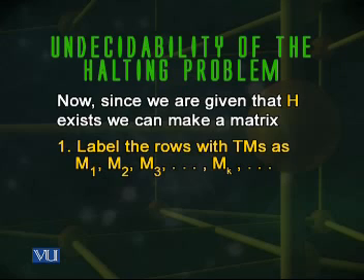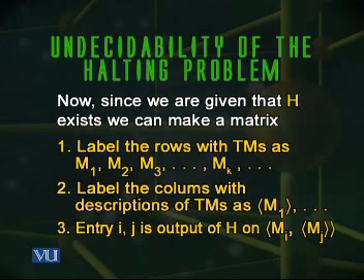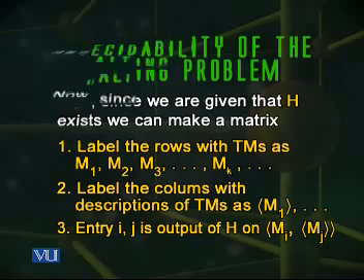Once again, the rows are labeled as before. They are just labeled by different Turing machines, and the columns are labeled as before with the descriptions of various Turing machines. The entry ij is the output of this hypothetical Turing machine on the pair Mi, description of Mj. Let's look at this matrix and fill in these entries and see how it would look.